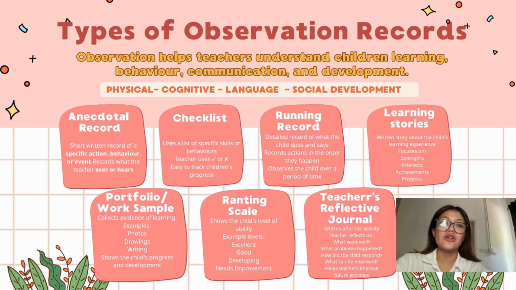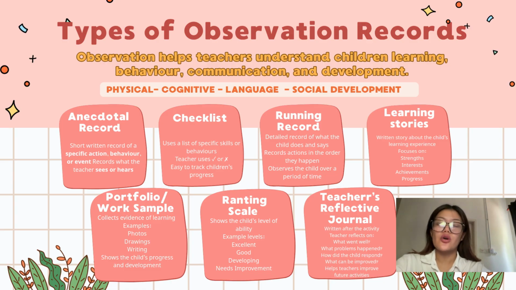A reflective journal is where the teachers write about their experience after an activity. The teachers can think about what went well, what problems happened, how the child responded, and what could be improved. This helps the teachers improve future teaching and learning activities.